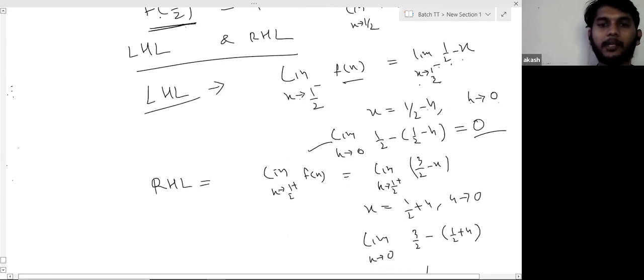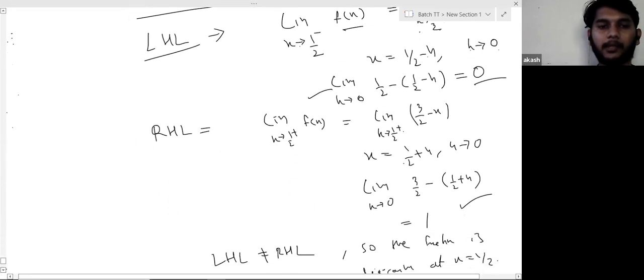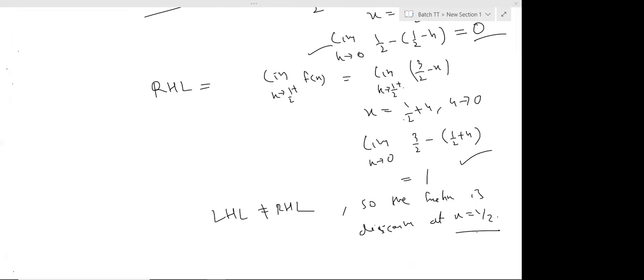Same way, we are finding the RHL, limit h tending to 0, 3 by 2 minus x, where x is half plus h. Same way we found RHL is 1. So if LHL is not equal to RHL, then we can say the limit does not exist. So the function is discontinuous at x equals half. Is this thing clear? Yes, sir. It's clear. All right.